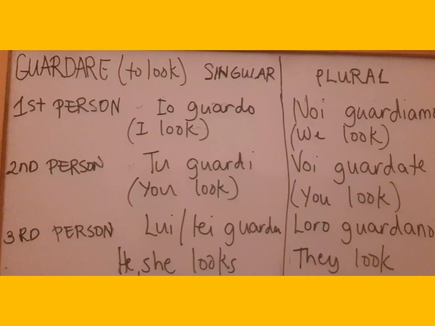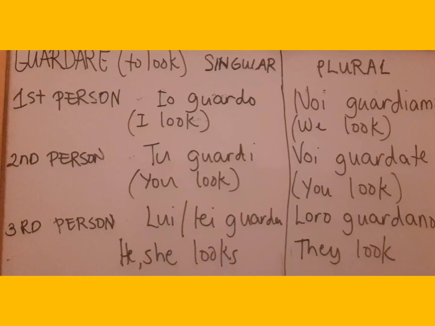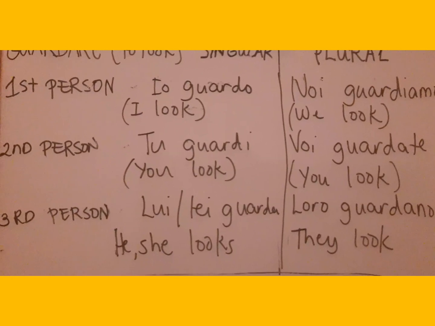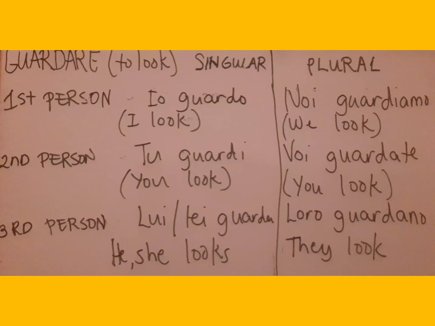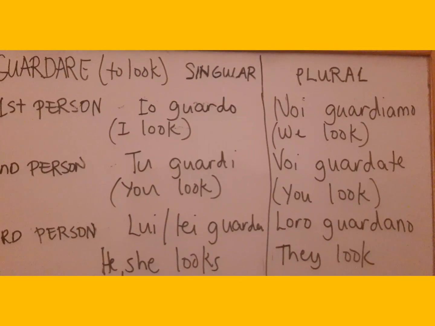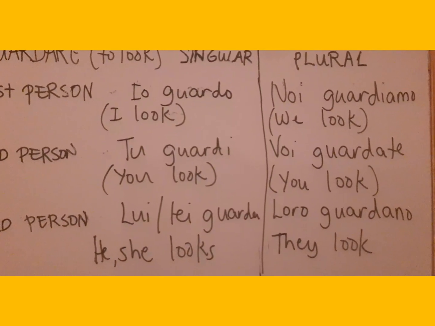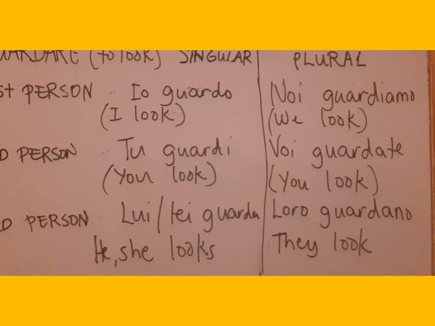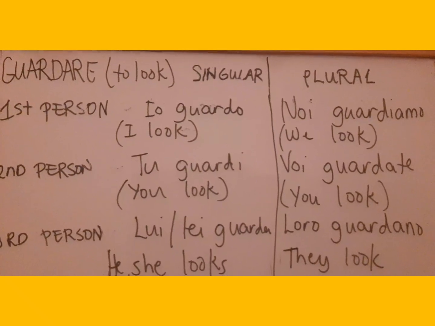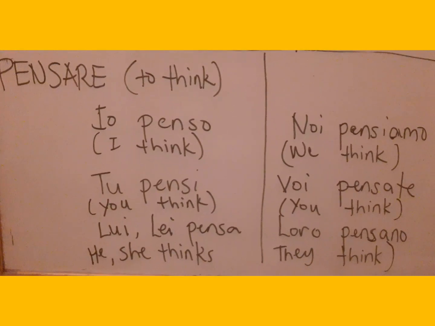Now let's try guardare, to look. Guardare. Io guardo, I look. Tu guardi, you look. Lui, lei guarda. He, she looks. Noi guardiamo, we look. Voi guardate, you look. Loro guardano, they look. Guardare, to look.